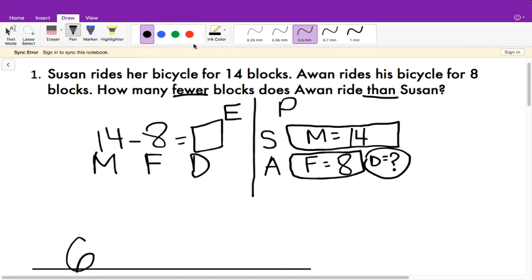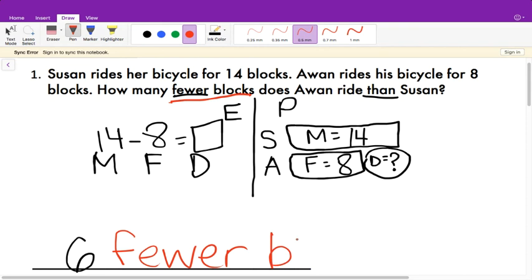And I need to go back to my problem now to look for the label. The label is always going to be after the keywords how many. So it's telling us how many of what we're looking for. So how many, and here I can see it says how many fewer blocks. So my label will be fewer blocks. Okay, great. Good start. Let's go to the next problem.